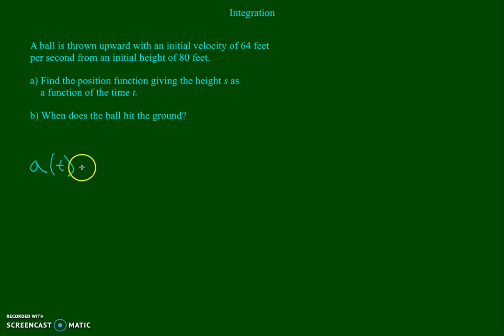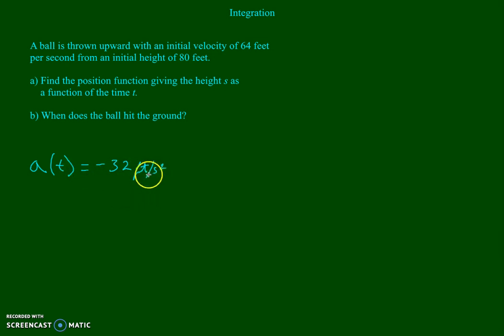So acceleration with respect to time. In the Earth's gravitational field, we're dealing with either 32 feet per second squared or 9.8 meters per second squared. Since they gave us everything in terms of feet, let's use the feet per second. Now, acceleration, since we're being pulled downward, this acceleration is going to be negative. So 32 feet per second squared.